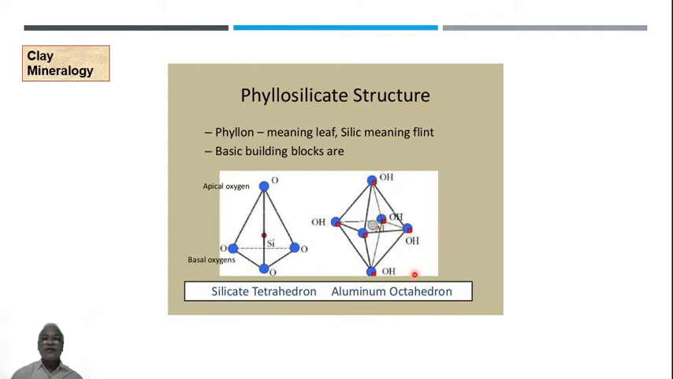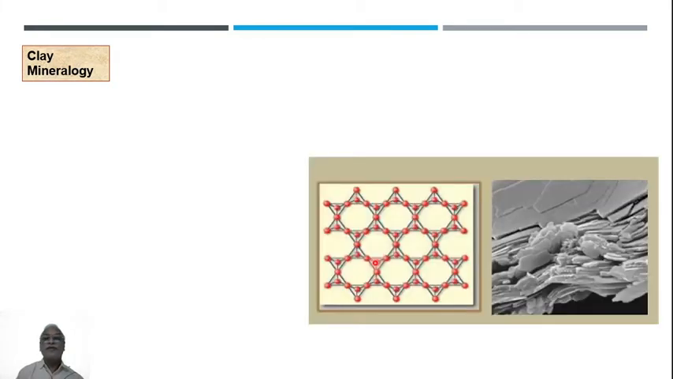Eight faces they have, that's why octahedron. Four faces they have, that's why it is tetrahedron. The oxygens at the base are called basal oxygens, whereas oxygens at the apex are called apical oxygens. Here it will be OH. Right. Now we'll see further how it will be.